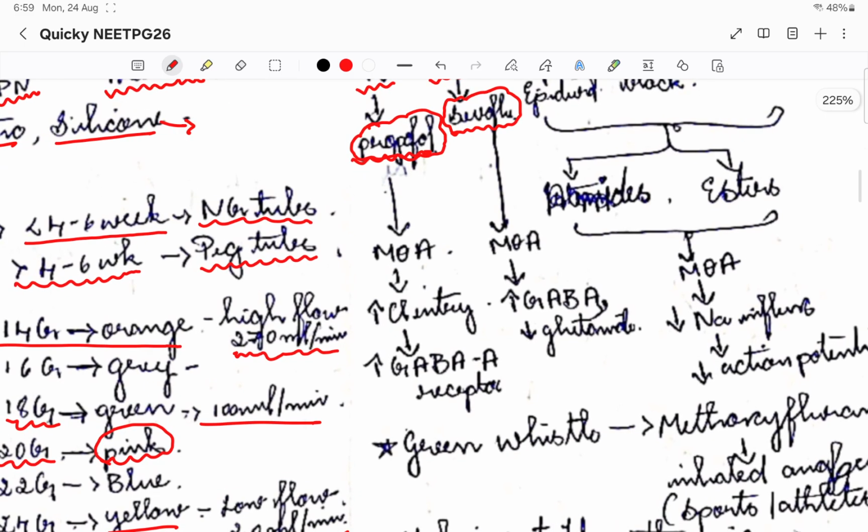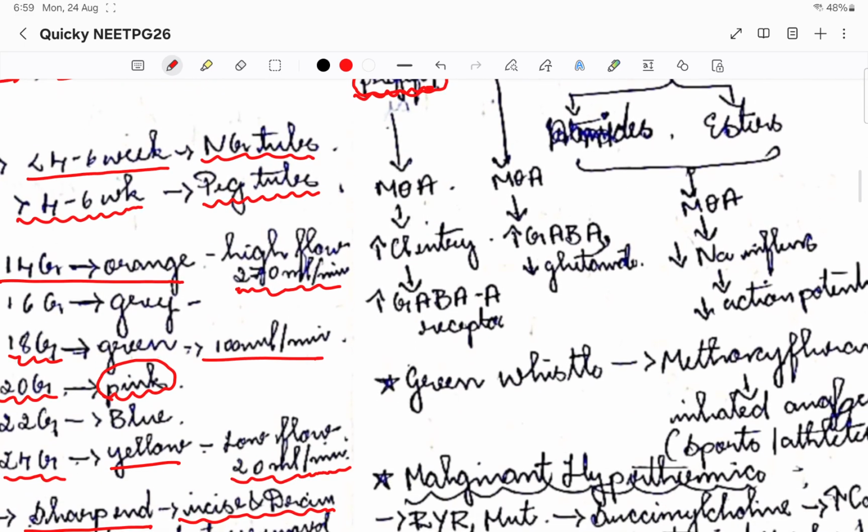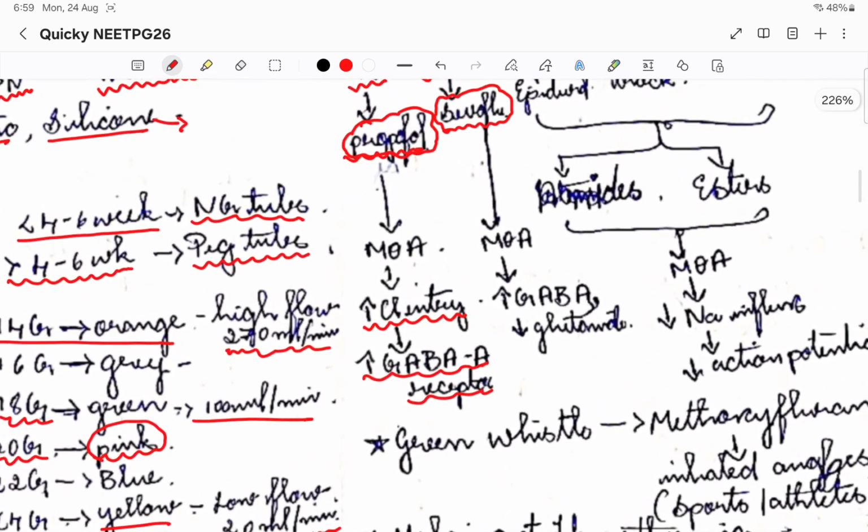What is the mechanism of action? Propofol and the other IV general anesthetics mostly have the same mechanism of action. They increase the chloride entry and increase the GABA receptor action. GABA and glutamate we discussed, right? GABA is inhibitory, so it inhibits the action potential, meaning there won't be any action happening in the body. That is why we go numb and lose consciousness. So this is the mechanism of action behind it.